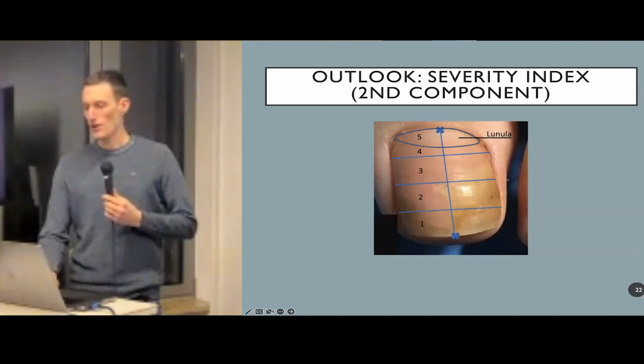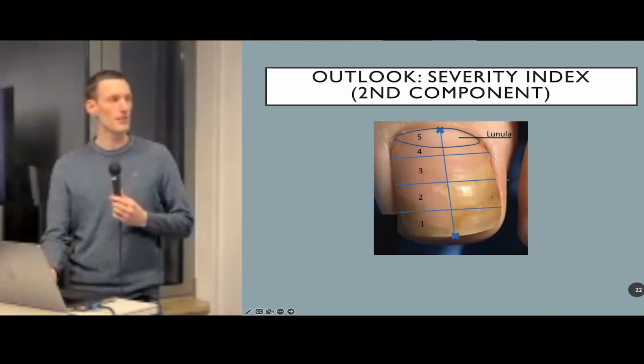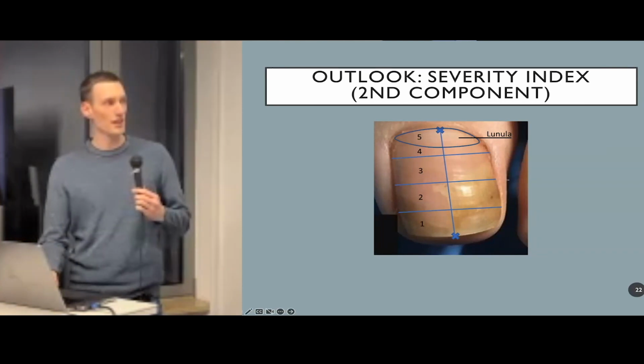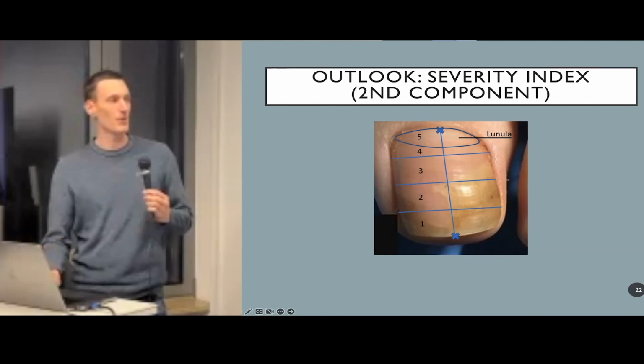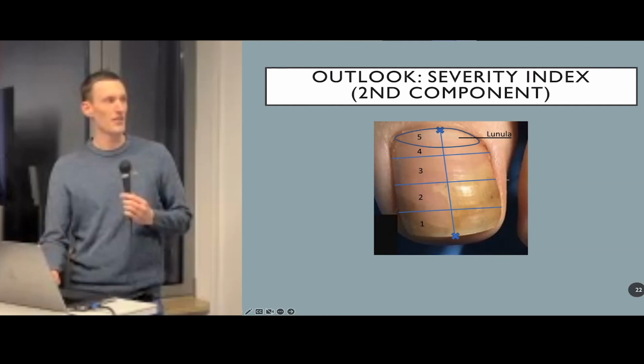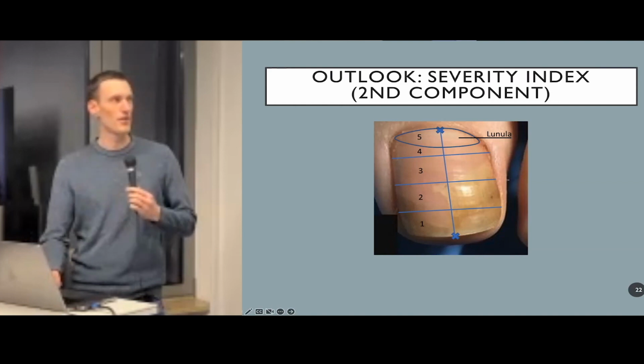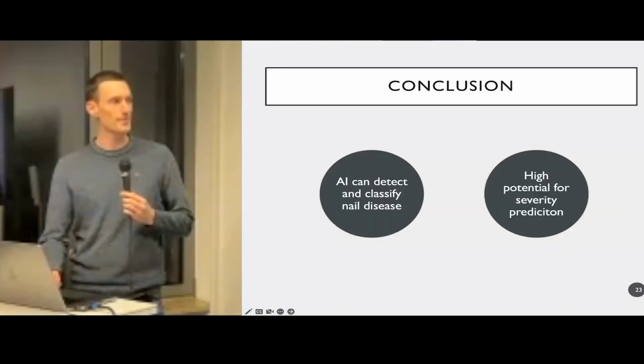Okay, so for future work, it would be interesting to look at the second component of the severity index, the proximity of the disease. So one could train a detection model on the lunular part of the nail, and then use key point detection for finding the edge of the nail, the central edge, and also the beginning of the nail, which is marked here in blue. And then you can draw in these areas and calculate how close the disease is to this lunular part.